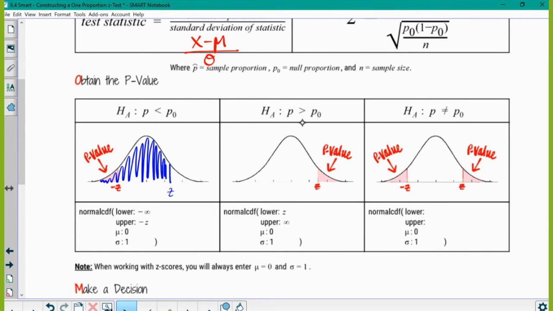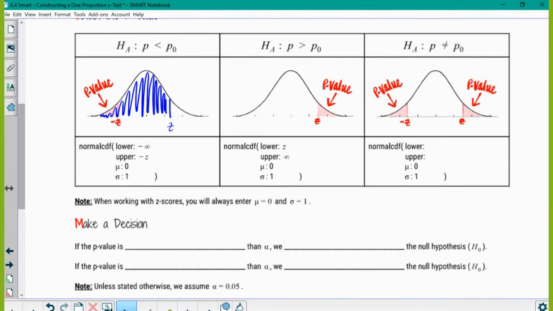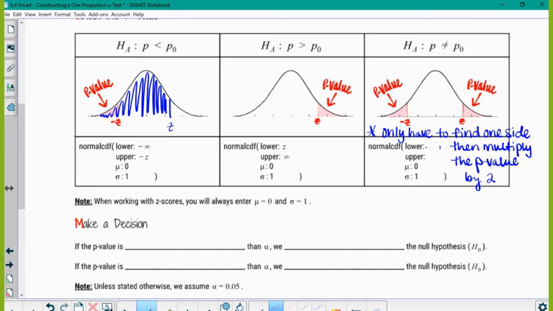If I want p is greater than p naught, I'm shading everything above a z-score. And if I want p is not equal to p naught, I have 2 possibilities. It could be less than or it could be greater than. The nice thing about this particular hypothesis is the z-score is going to be the same value, same number, 1 positive, 1 negative. So really, when you're doing a 2-tailed test, you only have to find 1. And then you will just go in and you will multiply it by 2.